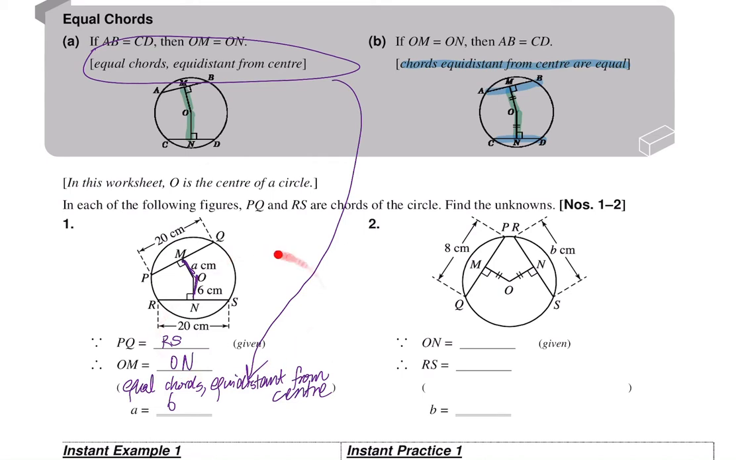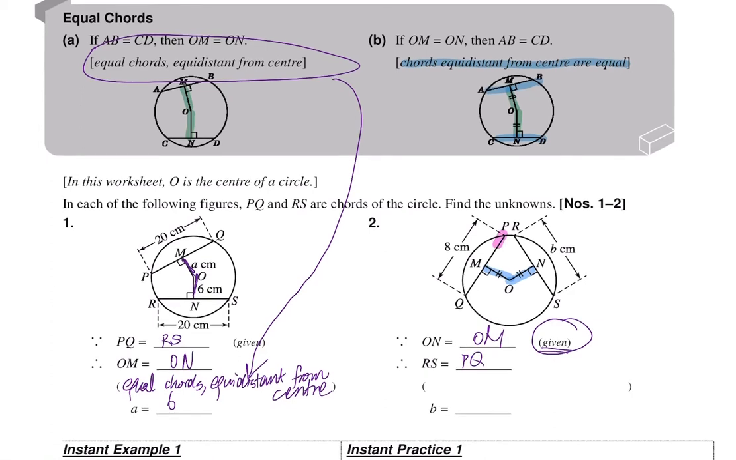This is just the opposite of it. We already know that the lines from center to the chords are equal. So ON and OM are equal. They are given. It can be seen from the figure, so we call it given. So that's why RS will equal PQ. These both chords will be equal then. Then both of them will be 8. No need to write CM again because we have a CM already here.